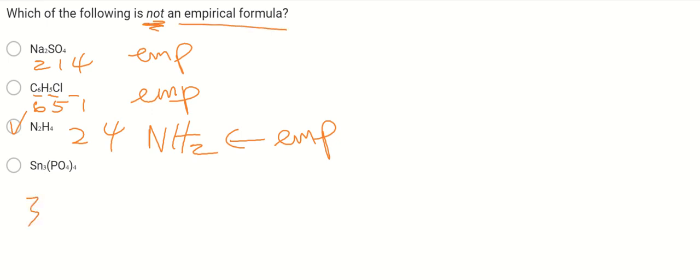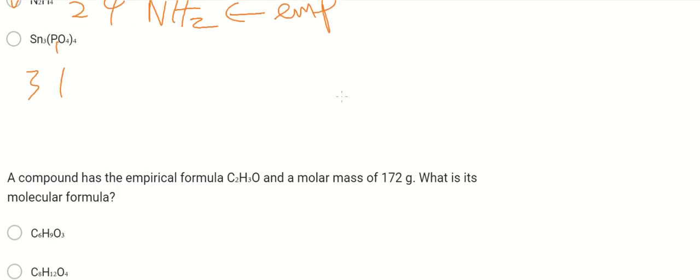All right, last one. We have a 3. We have a 1 after the P. We can't reduce ones. So your answer is dinitrogen tetrahydride.